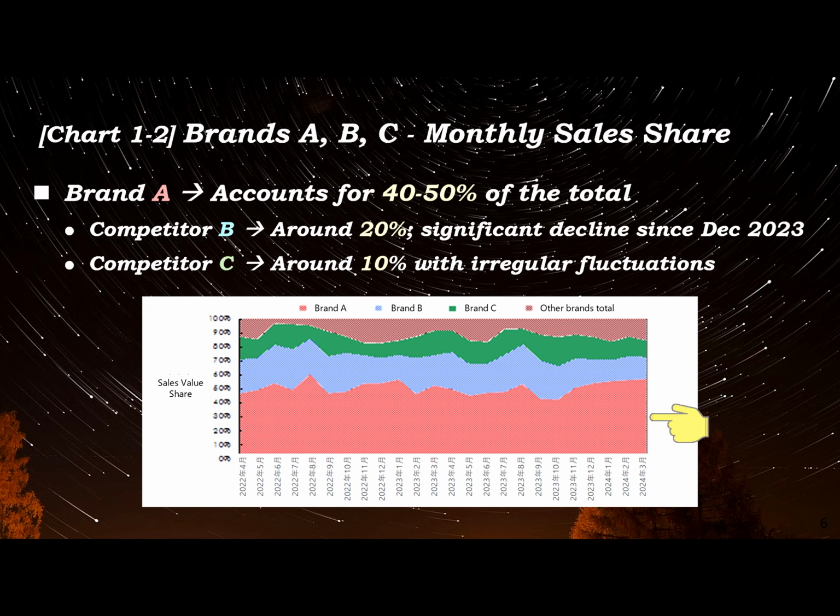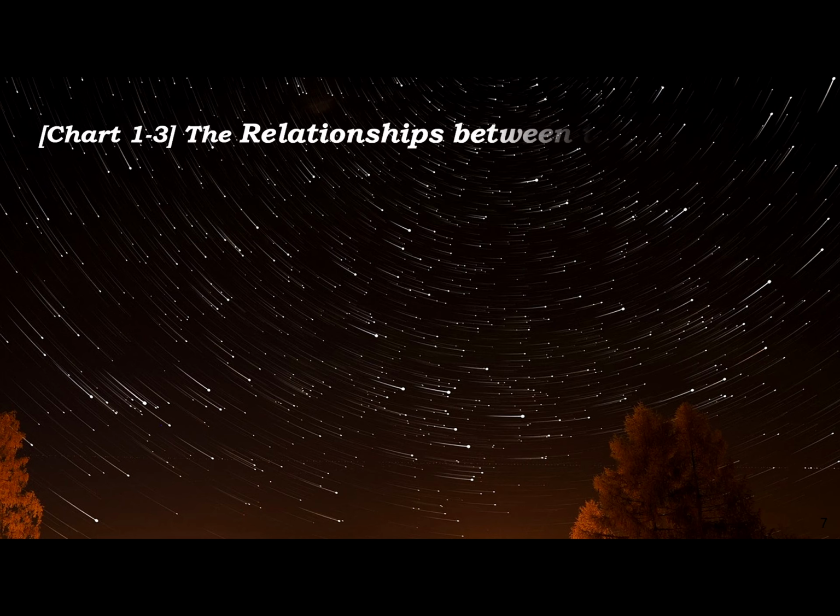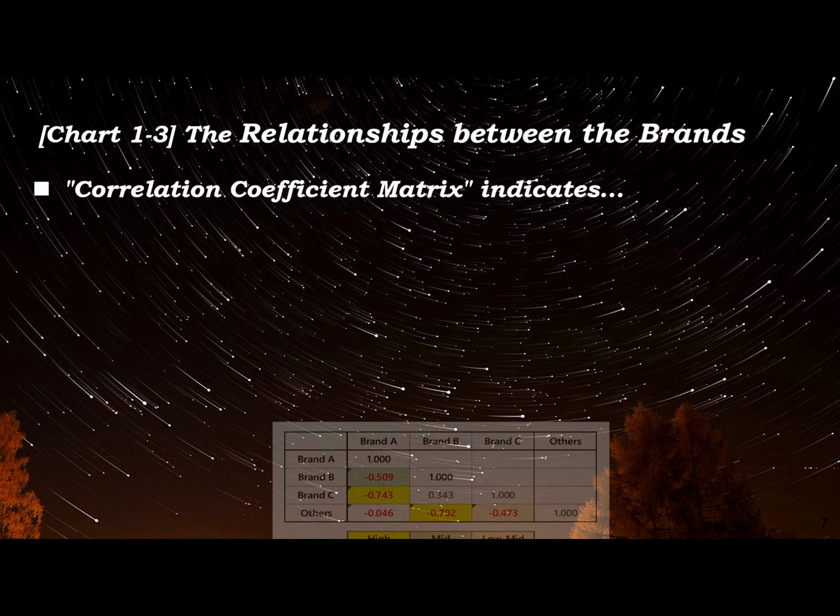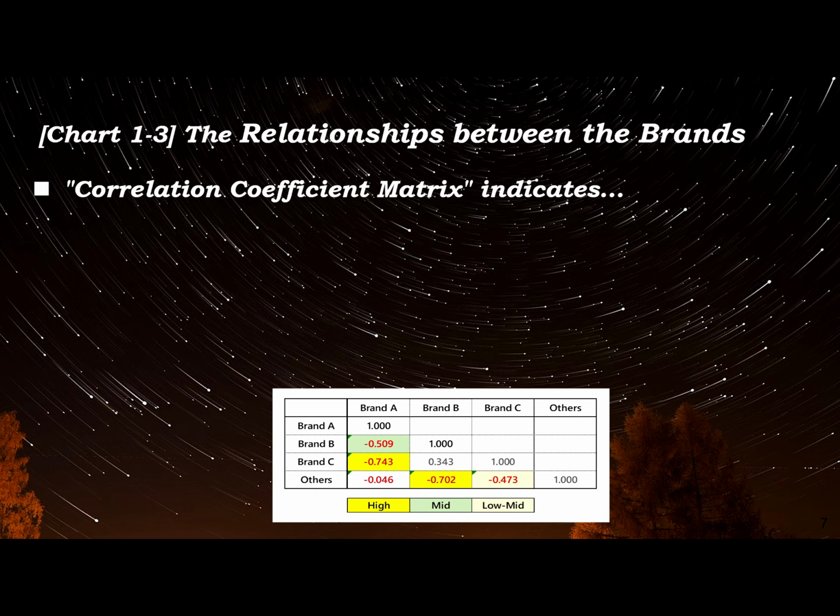This raises a new question. What correlation is there between the trends and sales of each brand? So let's examine this using the correlation coefficient matrix explained in Chapter 2. Two main trends can be seen from this table.